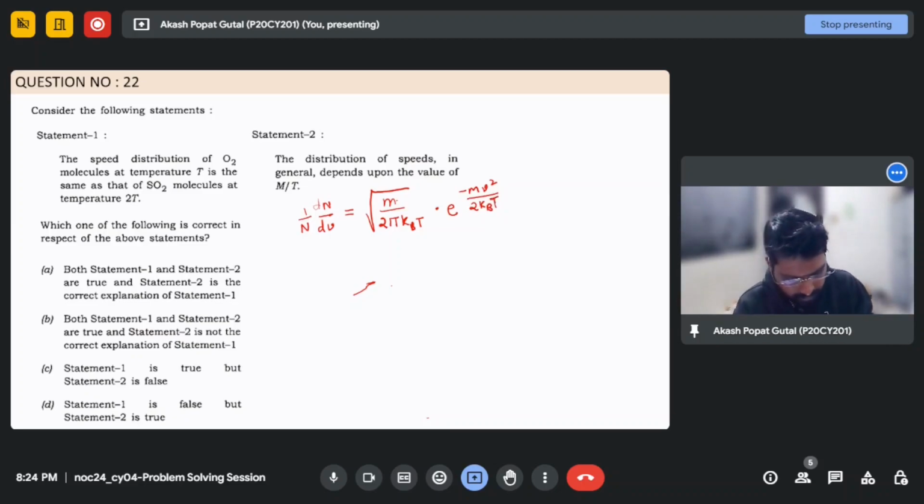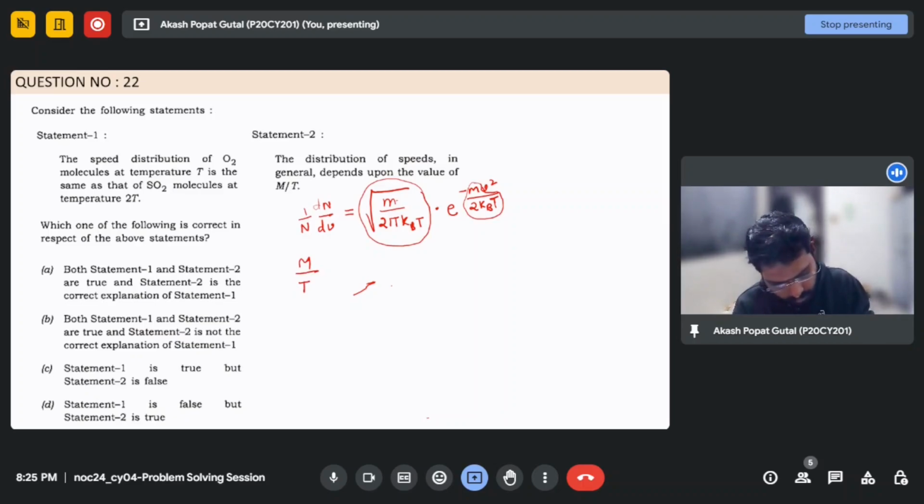And so once you know the variables, that is mass and T, because the exponential factor and the pre-exponential factor both depend upon m by T. So if two gases have this ratio the same, then their distribution must be the same.